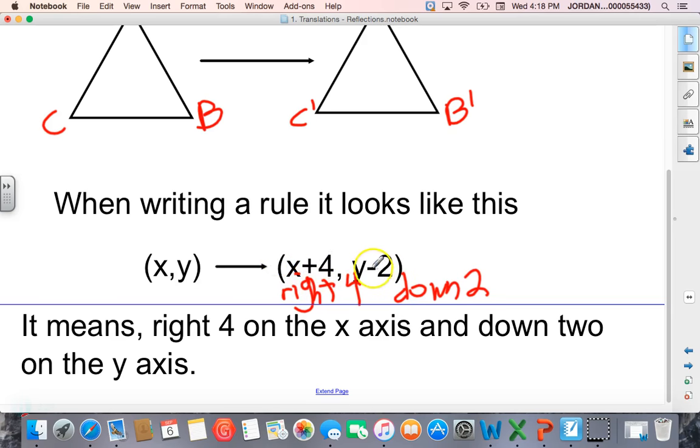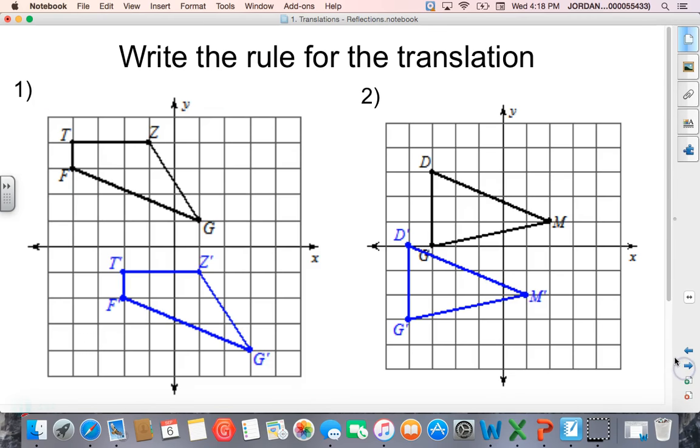All right, so whenever you see it like this, that's how you need to be thinking. The number with the x tells it to go left and right on the x-axis. The number with the y tells it to move up or down on the y-axis. Plus moves towards the positive part of the axis. Minus moves towards the negative part of the axis. All right, let's go on.